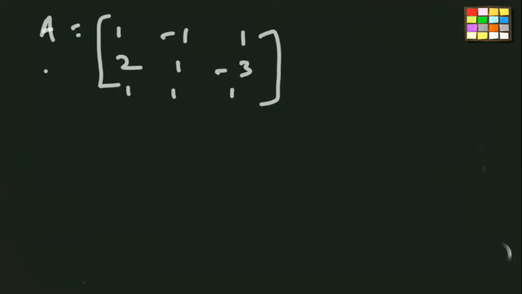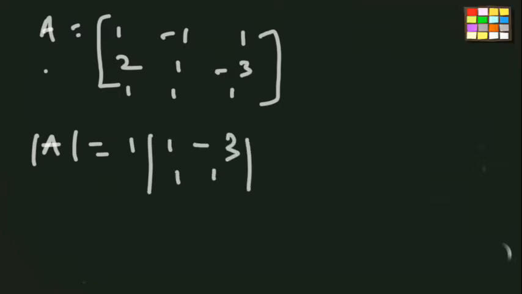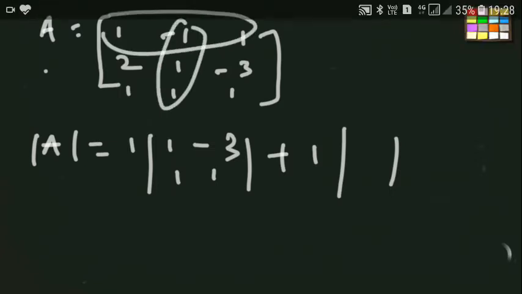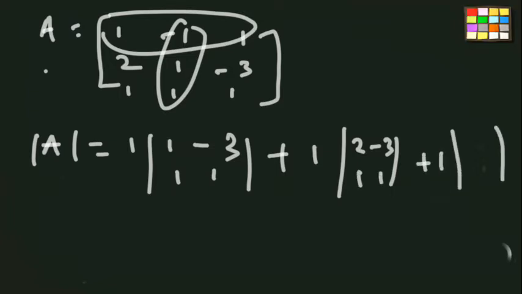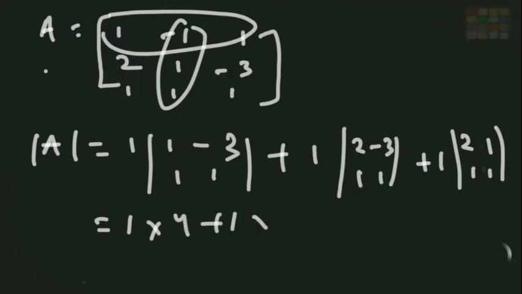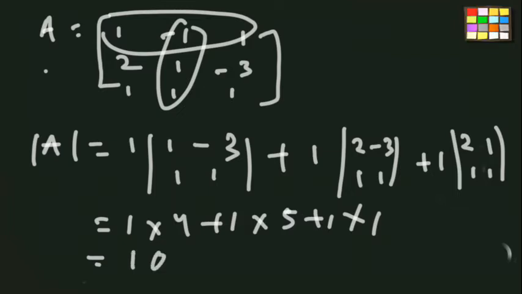For the determinant of A, this will be 1 times the minor 1 minus 3, 1, 1; then minus minus becomes plus 1, and you remove this row and this column. What is left is 2 minus 3, 1 and 1; then plus 1 times 2, 1, 1, 1. So it is 1 into 1 plus 3, which is 4, plus 1 into 2 plus 3, which is 5, plus 1 into 2 minus 1, which is 1. So 5 plus 4 is 9, 9 plus 1 is 10.